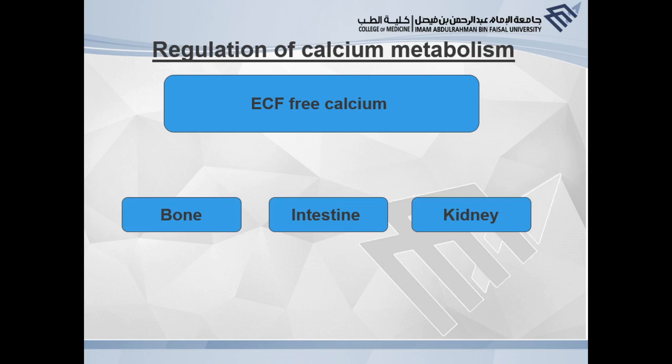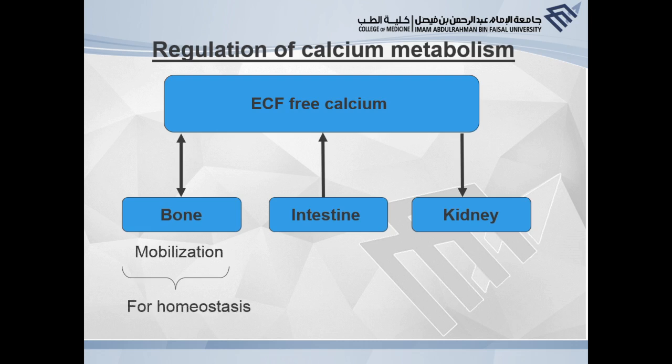The free form of calcium in the blood is maintained by three organs: the bone, the intestine, and the kidneys. Through the bones, we can mobilize calcium freely from the bones to the extracellular fluid or from the extracellular fluid into the bones, and this is important for calcium homeostasis. In the intestine, vitamin D controls the amount of calcium absorbed. Through the kidneys, we can hormonally control the amount of calcium excreted or reabsorbed, and this is important for calcium balance.